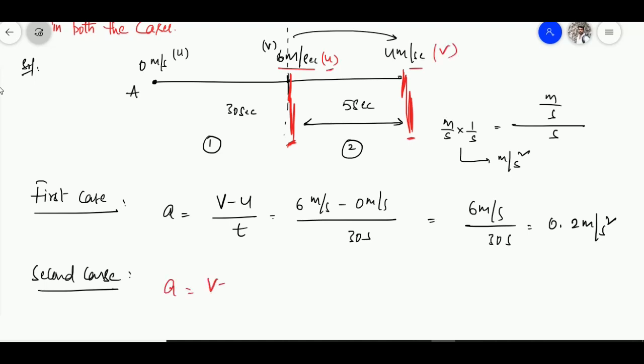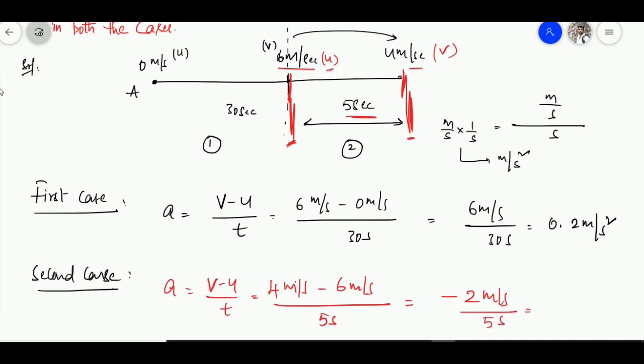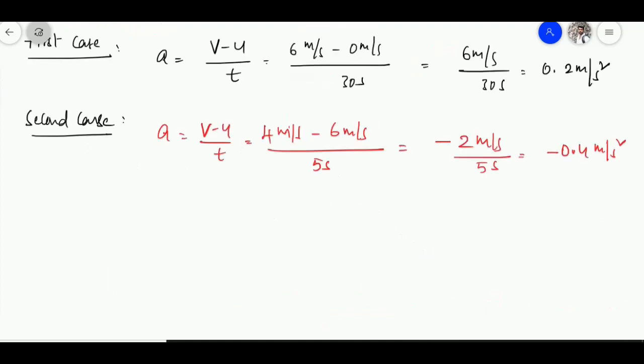So acceleration equals final velocity minus initial velocity by time. Final velocity: he has dropped to 4 meters per second, minus initially 6 meters per second. By how much time did he drop his velocity? 5 seconds. That means minus 2 meters per second by 5 seconds. That gives you minus 0.4 meters per second square. So what is this minus? We haven't discussed the minus case in acceleration, right? When the velocity increases from time to time, that is called, you can take it as, positive acceleration.